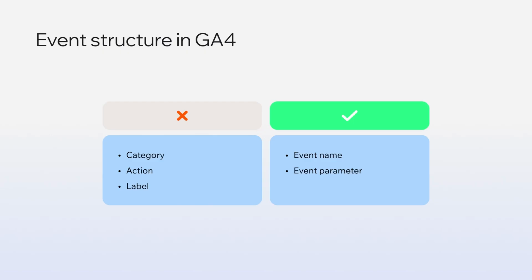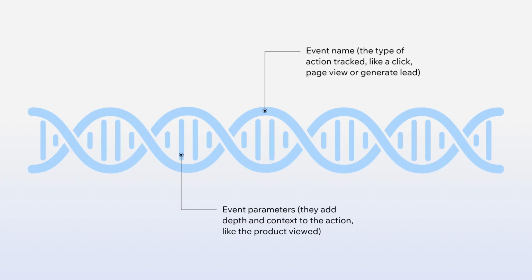As GA4 has a different data model to UA, its structure of events is also different. We no longer have the hierarchy of category, action, and label. Instead, we have event name and event parameters. Let's take a creative approach to understanding events in GA4 by thinking of them as event DNA. Imagine an intricate helix string is the event DNA. This helix represents the core of your GA4 experience, where each loop contains vital information.